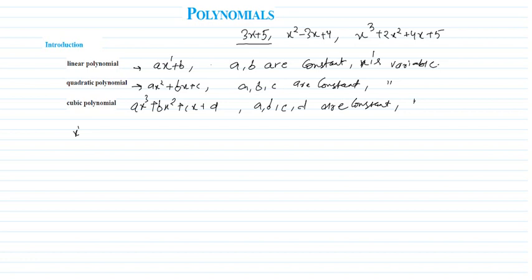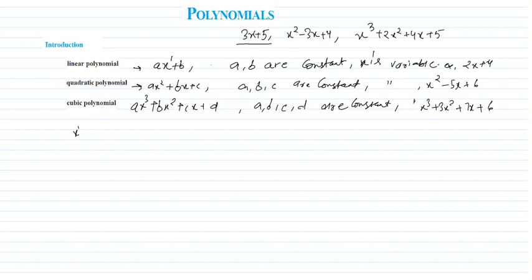It will have only one solution, or one zero, or one root. An example of a linear polynomial is 2x plus 4. An example of a quadratic polynomial is x square minus 5x plus 6. For cubic, it is x cube plus 3x square plus 7x plus 6.